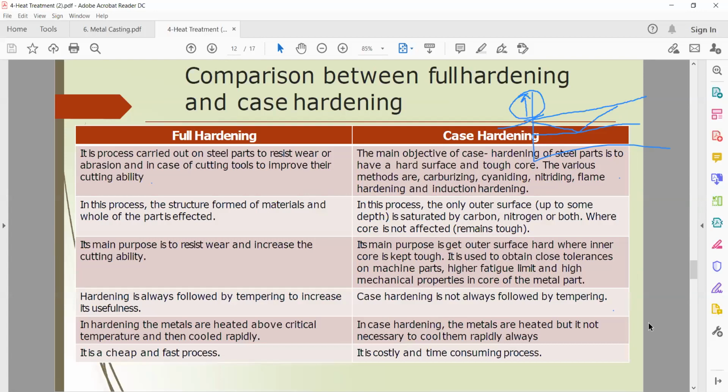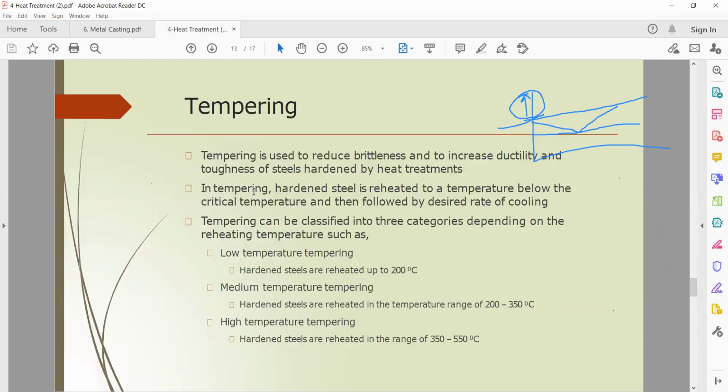Right, so this is the difference between full hardening and case hardening. Here you can do the full hardening process, the full heat treatment process. Here you cannot do that. You have to use the hardening process only for the surface. Likewise, these are the different types. The other final heat treatment process is the tempering process. Right, so definitely this tempering process follows the hardening process.